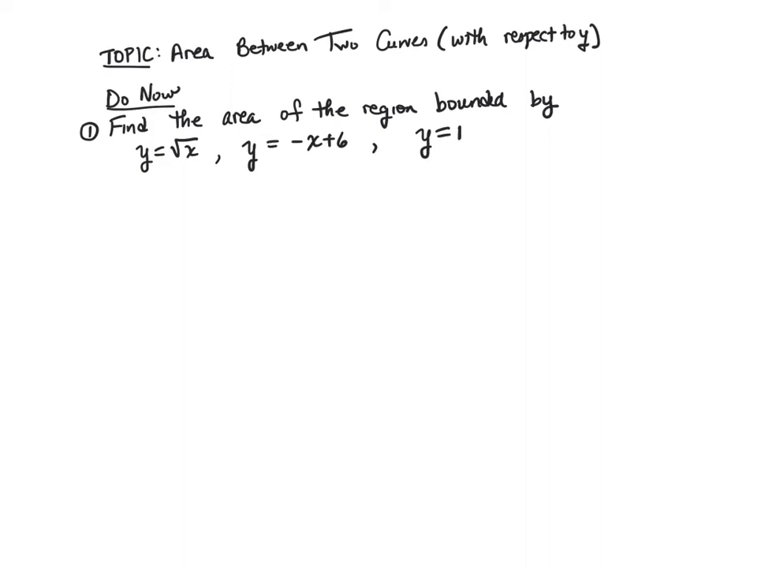Okay, so today we will discuss the area between two curves again, but we'll see when it is more convenient to integrate with respect to y than with respect to x. So we'll begin with this do now problem. Find the area of the region bounded by these three curves: y equals the square root of x, y equals the opposite of x plus 6, and y equals 1. So pause the video and let's sketch the region.